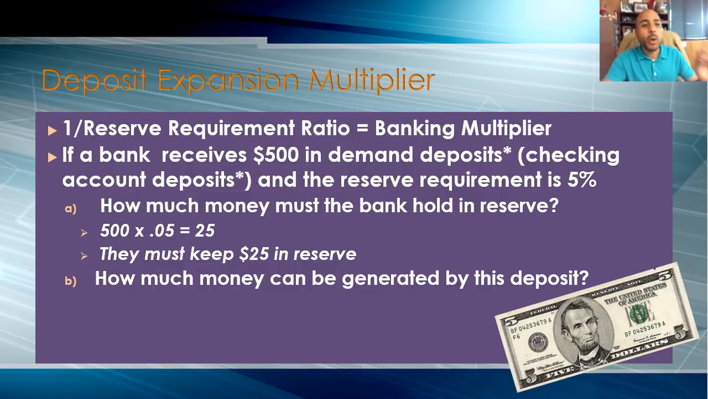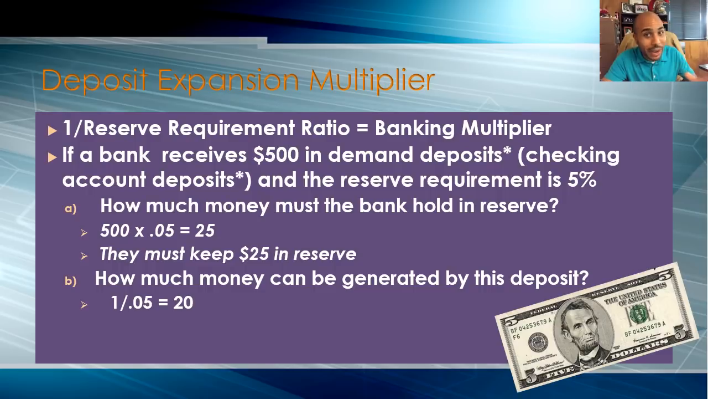Okay, so what we'll do is we'll figure out the deposit expansion multiplier and then multiply that number times 500. So in this situation, we'd say 1 divided by 0.05. The reason why is because our reserve requirement is 5%. So you got to keep in mind that if the reserve requirement is 5%, that's 0.05, not 0.5.